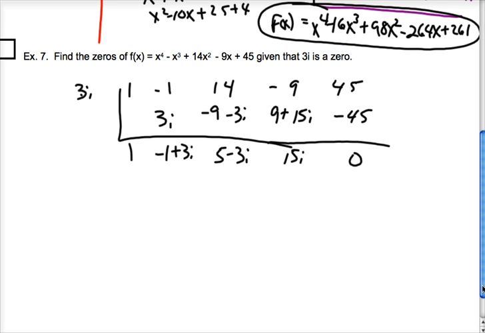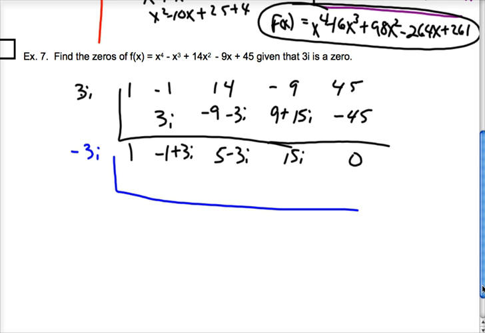Well, if 3i works, that means negative 3i has to work. Guess what? We're going to do this again. We're going to use these same numbers that I have right here. I'm not going to rewrite it. I'm going to put a negative 3i right here, and negative 3i should work with what I have left. This would be pretty ugly if I tried to write it out. It'd be x cubed plus the quantity negative 1 plus 3i times x squared plus the quantity 5 minus 3i times x, plus 15i. That's not good to look at.